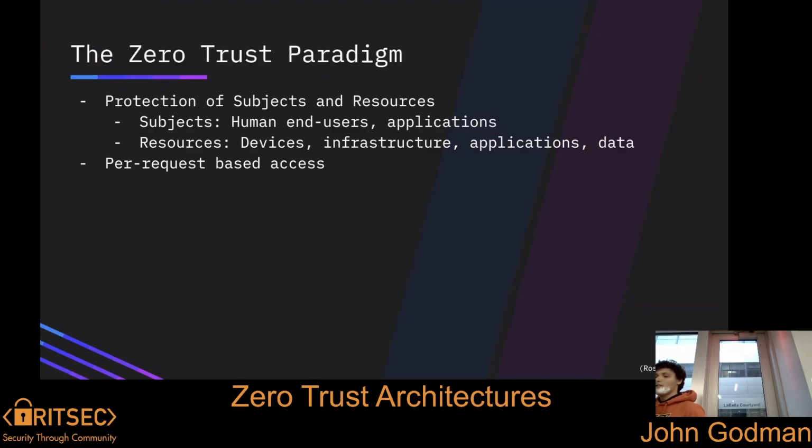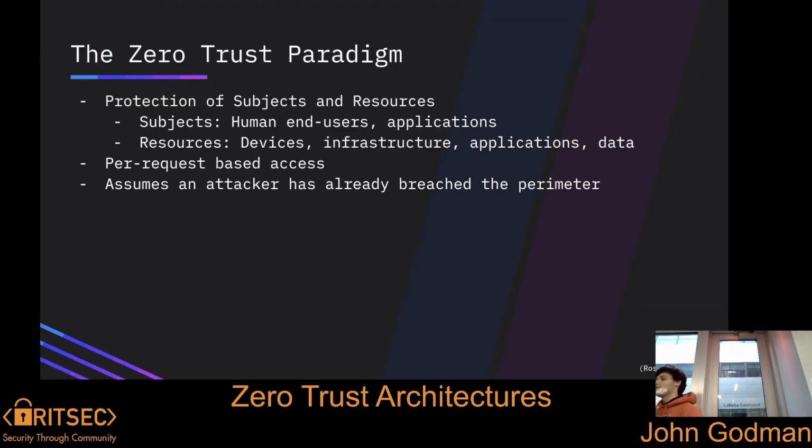And the key part of Zero Trust is the assumption that an attacker has already breached your perimeter. And so you already have an attacker inside your network. We'll see later how this comes in handy. But just assuming that that first layer of defense is broken is key to the design of Zero Trust architectures and the components that they use.